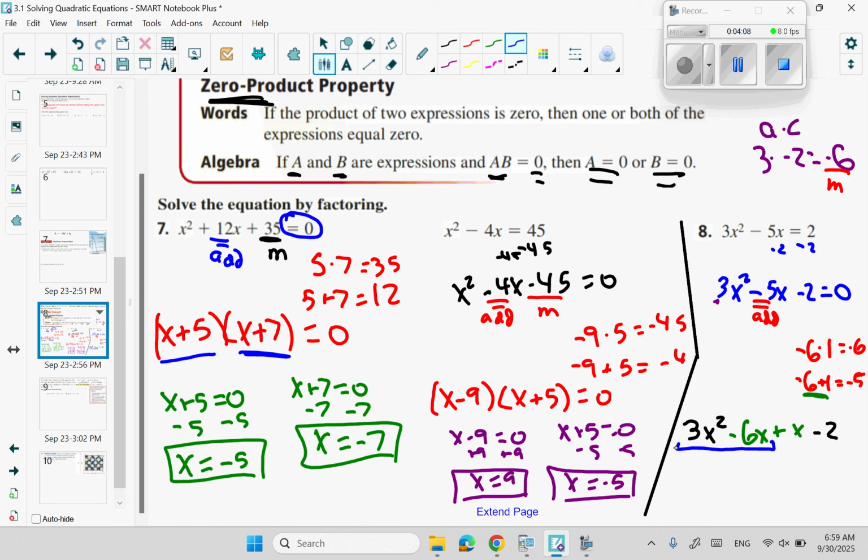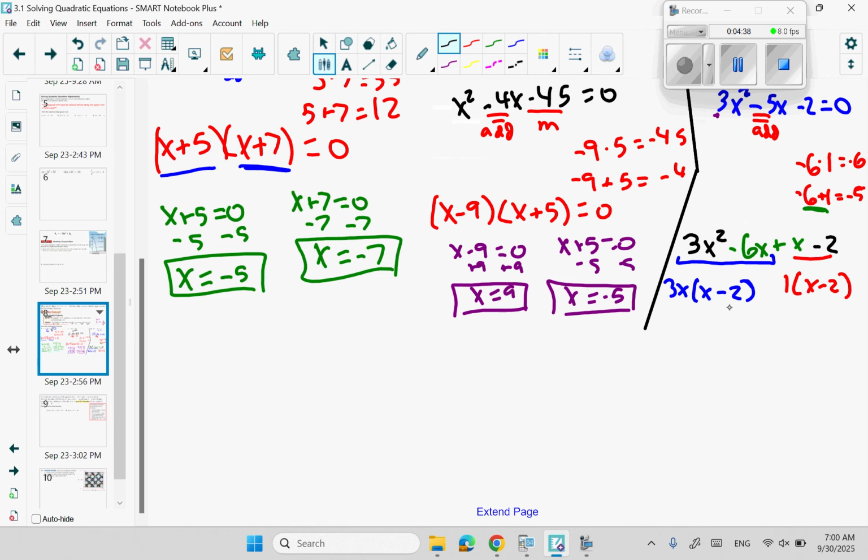So group these together. What can I take out of 3x squared and negative 6x? Well, that would be 3x. 3x squared divided by 3x would be x. Negative 6x divided by 3x would be negative 2. And what would I divide x minus 2 by to give me exactly x minus 2? Well, that would just be 1. So my parentheses would be my matching pair, x minus 2, and my outside pair, 3x plus 1.